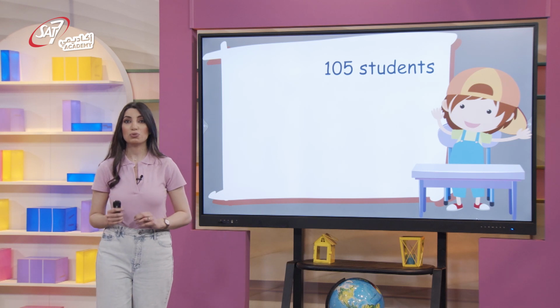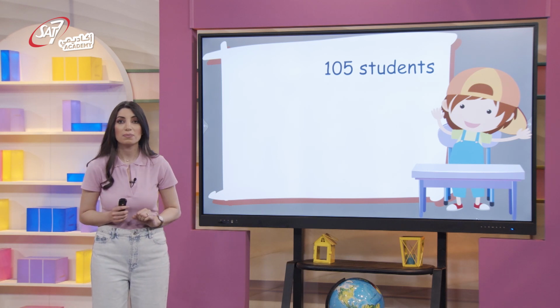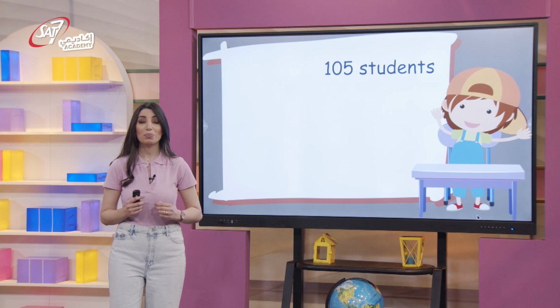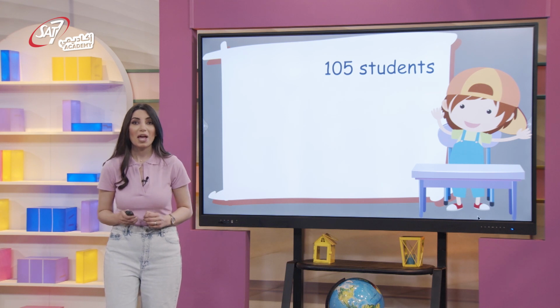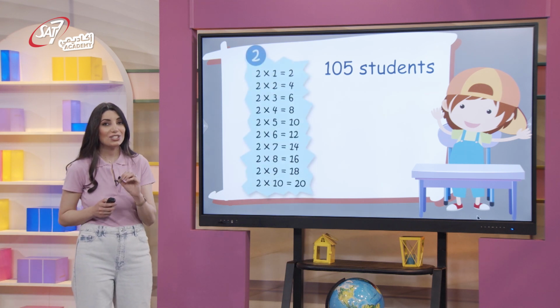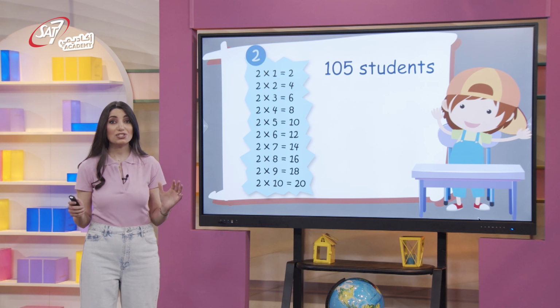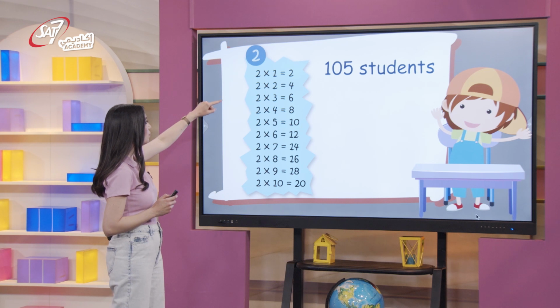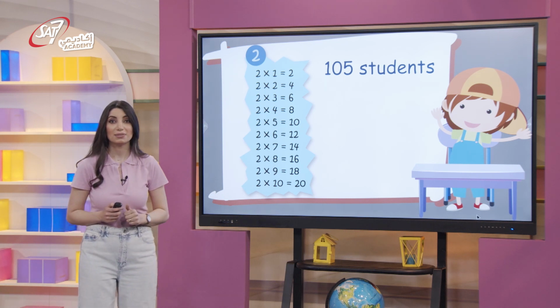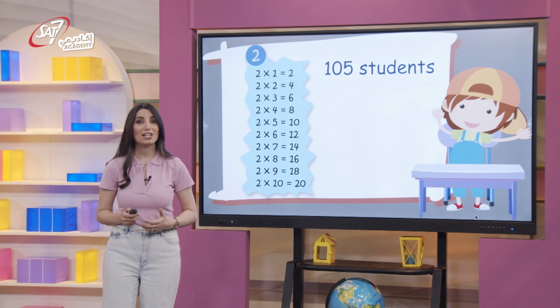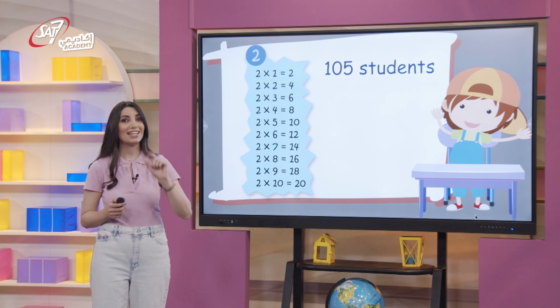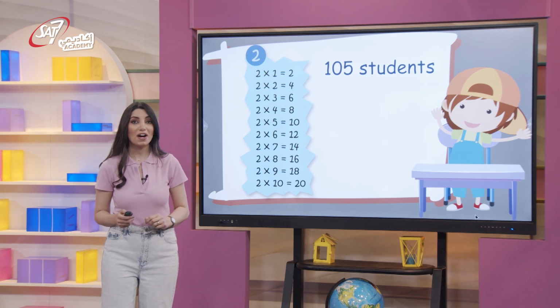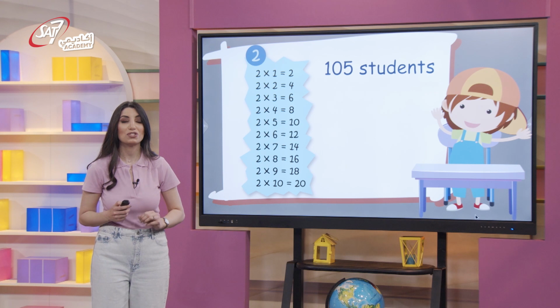All multiples of 2 are called even numbers. How do I know if a number is an even number? By looking at the last digit only. The last digit will always be an even number: 0, 2, 4, 6, or 8. So 105 ends with 5, which is not an even number. 105 is not divisible by 2.